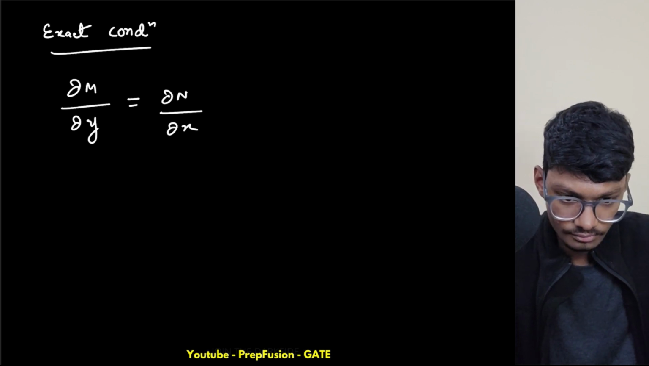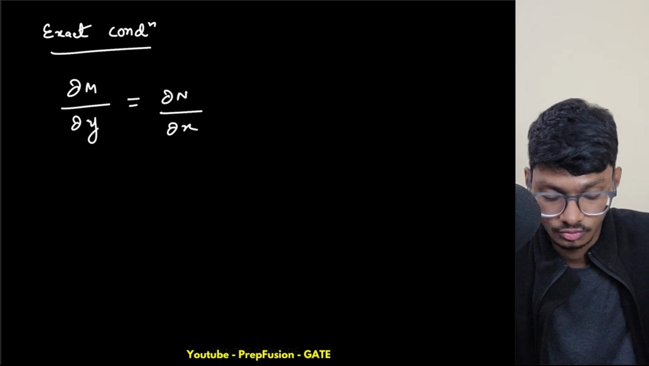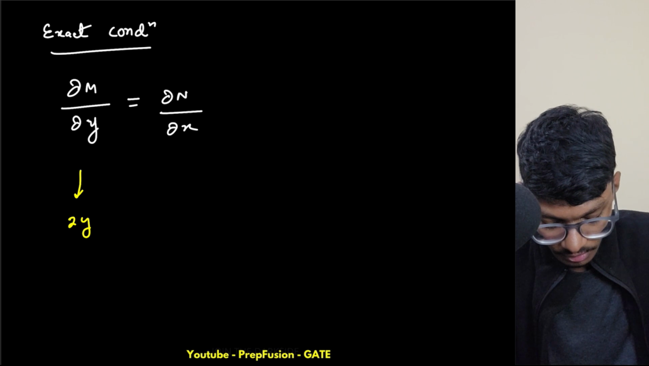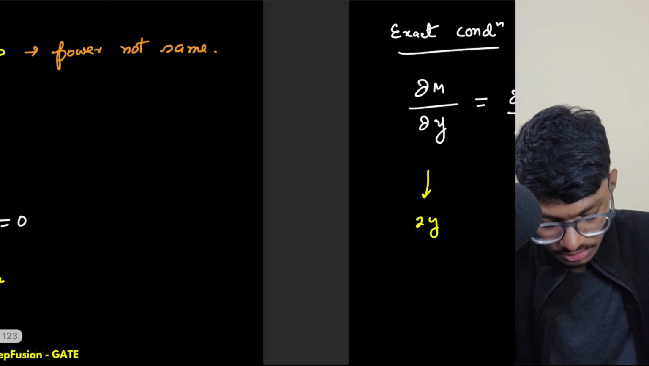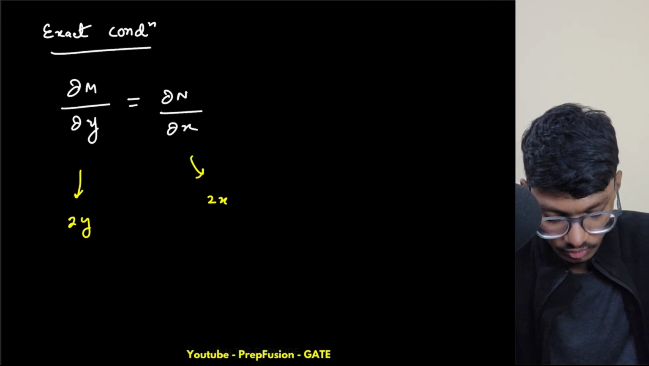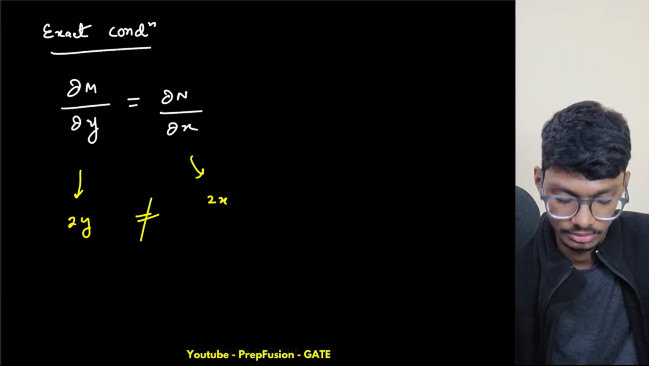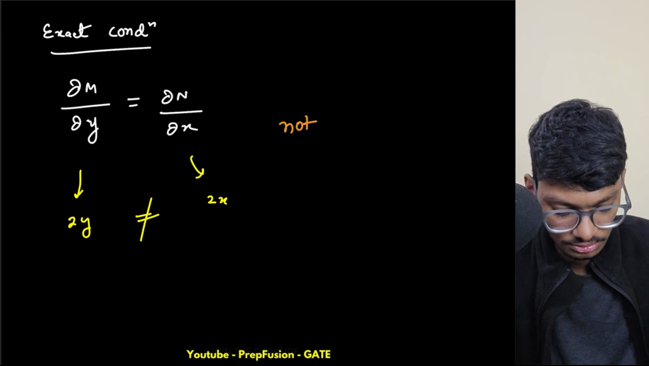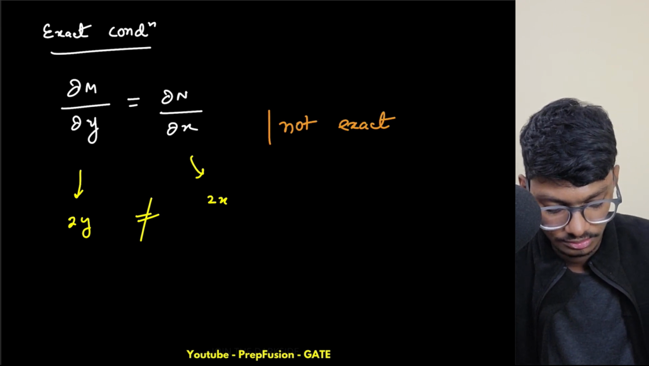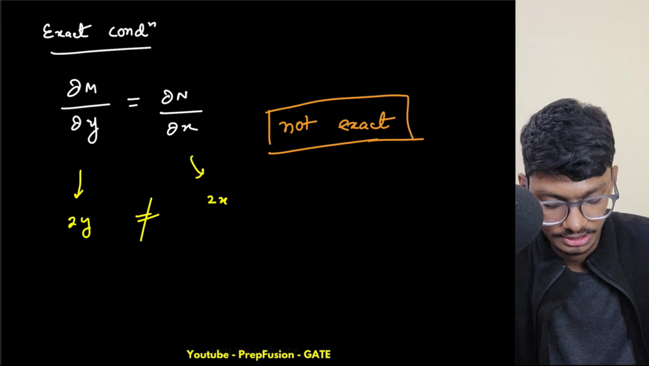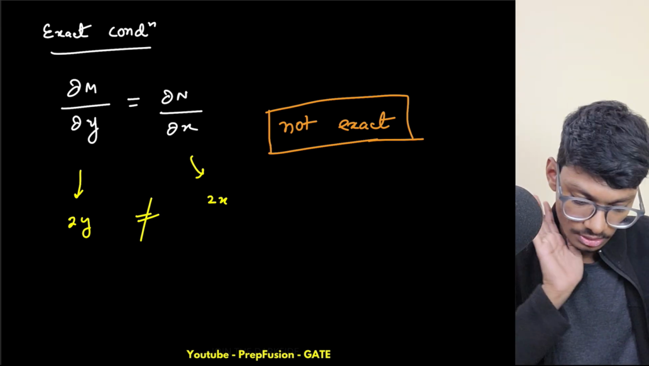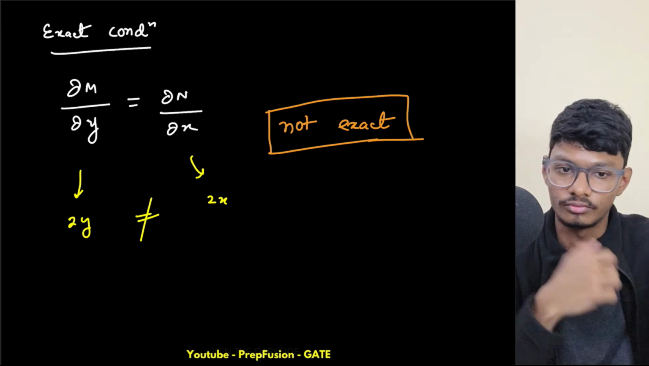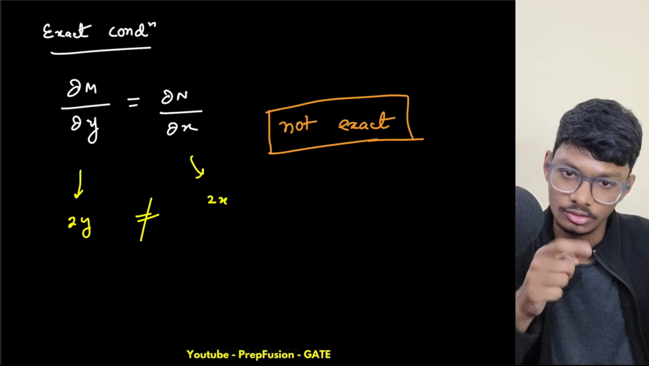Okay, so is it true really? Let's check this. Del M del y is 2y and del N del x is 2x. No, they are not equal, hence not exact. So P is not homogeneous and Q is not exact. So these two statements are true. Wherever these two statements are written, you will tick mark that one.